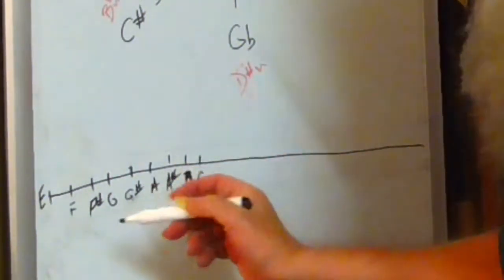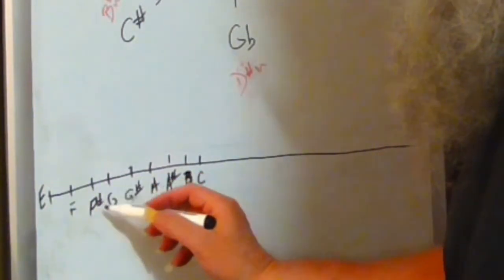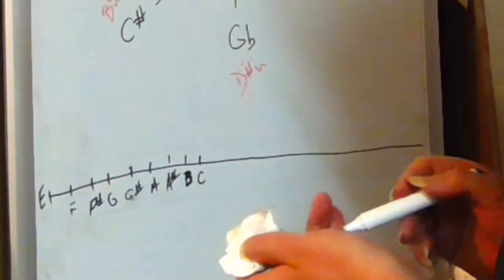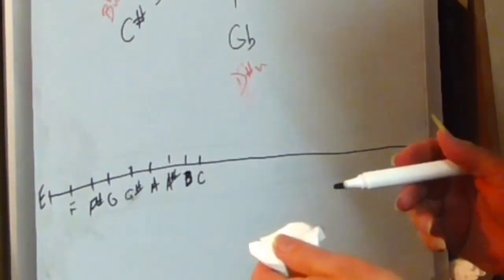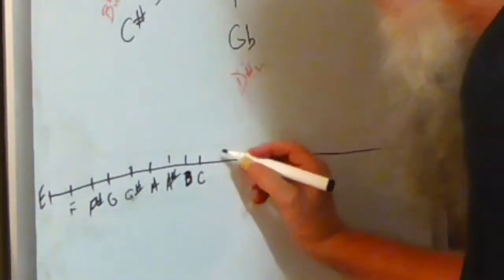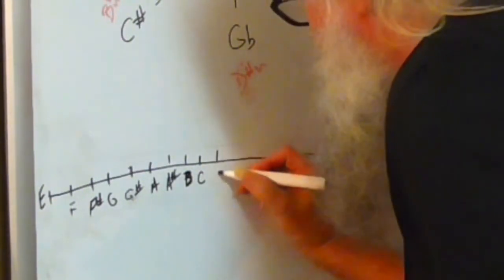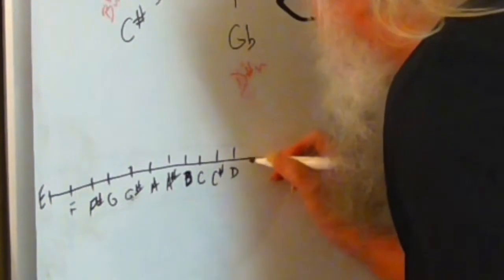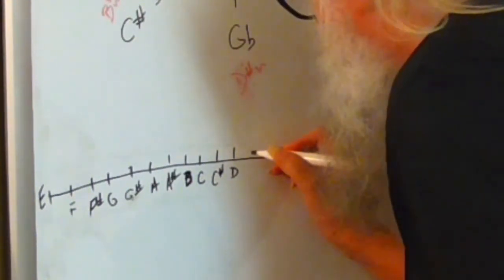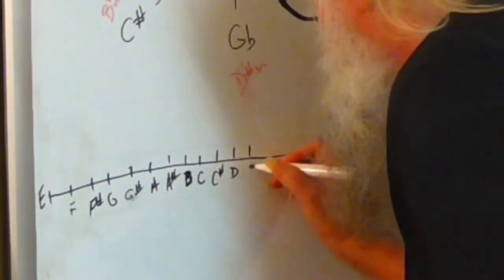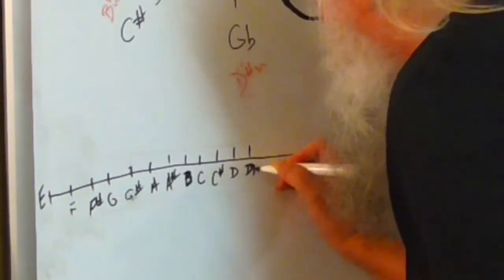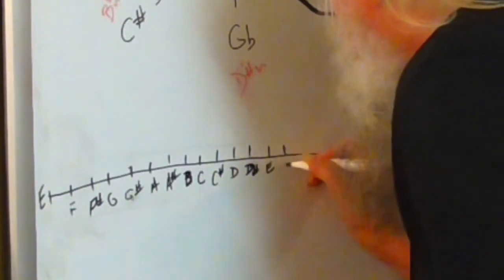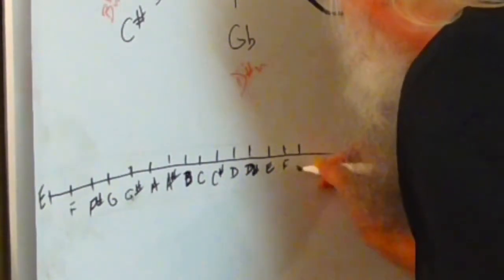Is that right? 1, 2, 3, 4, 5, 6, 7. Right. Okay, I'll keep going. C sharp, D, D sharp, E, F, F sharp.